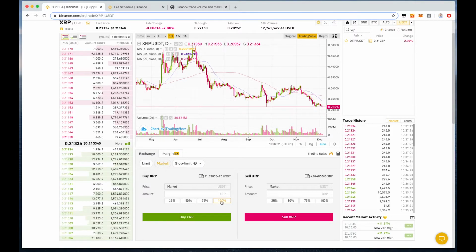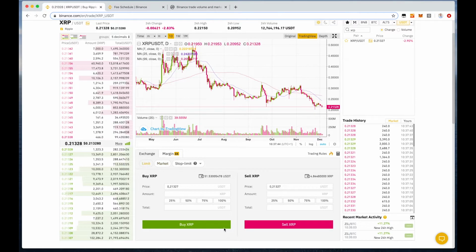Let's say I have 51 USDT in my account, and we want to invest all of them in XRP. Then we just have to click 100%, and then we can click buy XRP. The order will get filled immediately, and I will have XRP immediately.